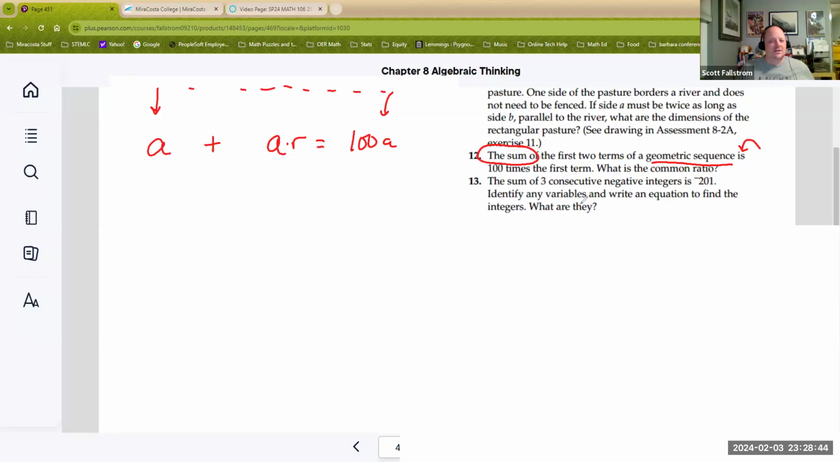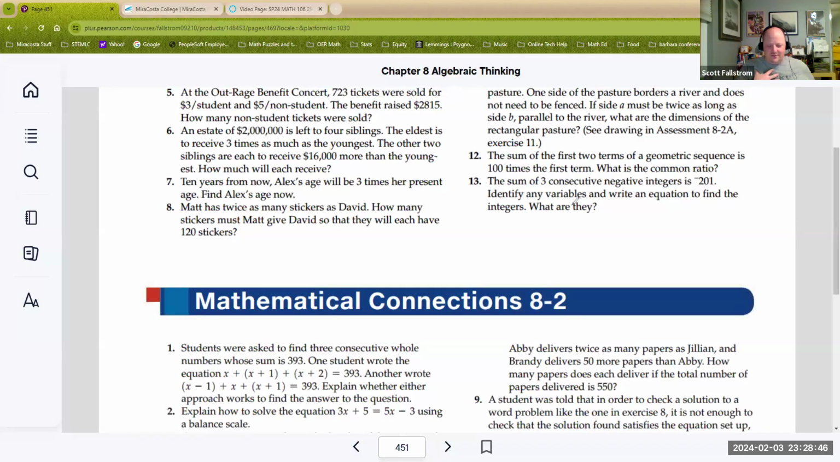Again, read what it's saying. This is the tough part because I know you have internal reaction to algebra problems. The sum of three consecutive negative integers is negative 201. Identify any variables. This is up to you. Pick a variable. You can say my first term is X. Done. They're consecutive integers. Who cares about the negative if they're consecutive? The first is X. The next is consecutive. Got to be 1 more.